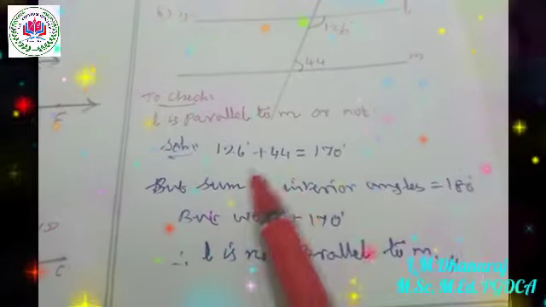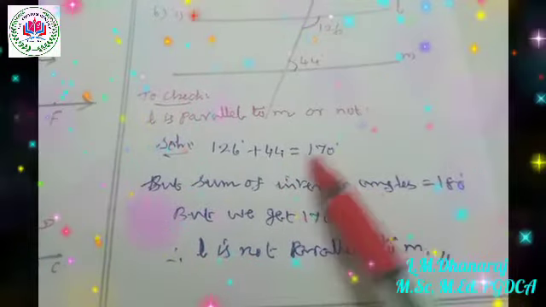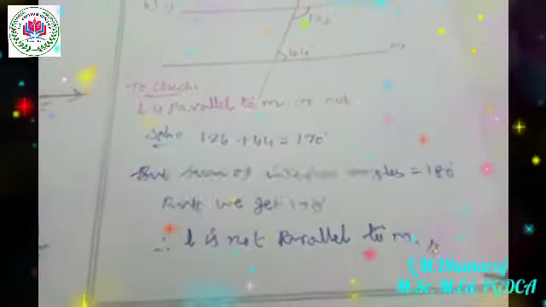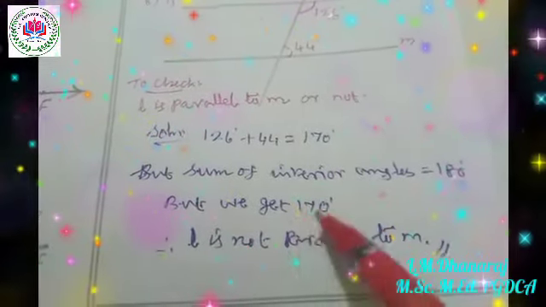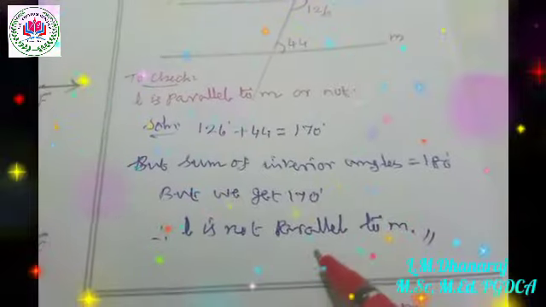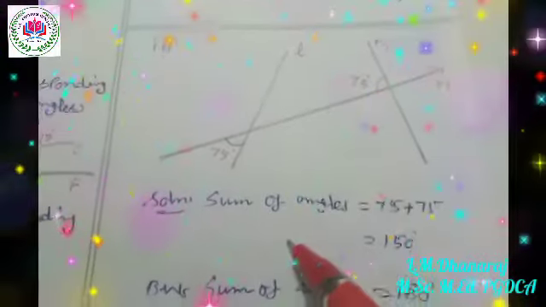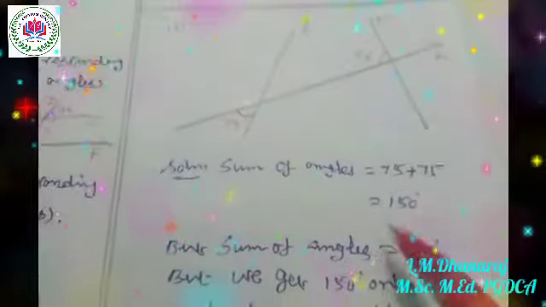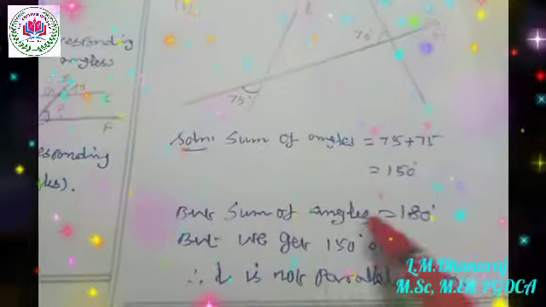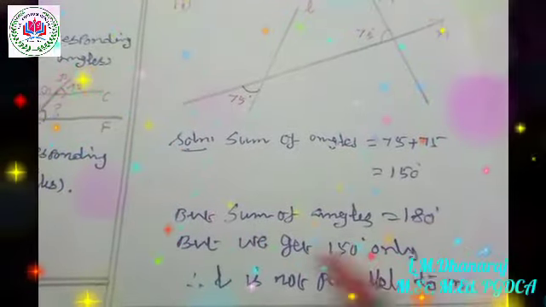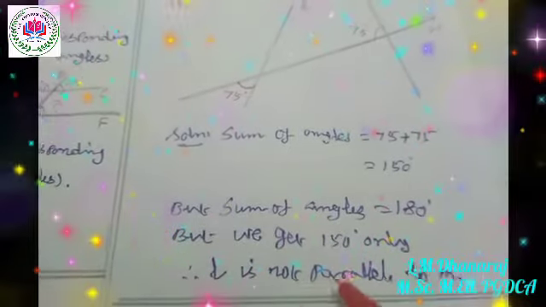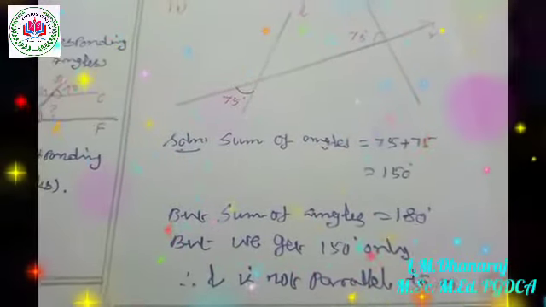So 126 plus 44 is 170 only we are getting. But the sum of the interior angles should be 180 degree. But we get only 170, so L is not parallel to M. Now similarly, let us come over here. Sum of these two angles, we get only 150. But the sum of the angles should be 180 degree, but we get only 150. Therefore, L is not parallel to M.